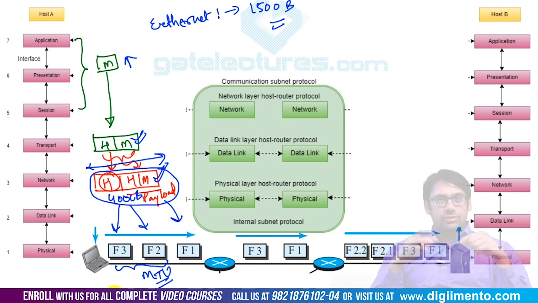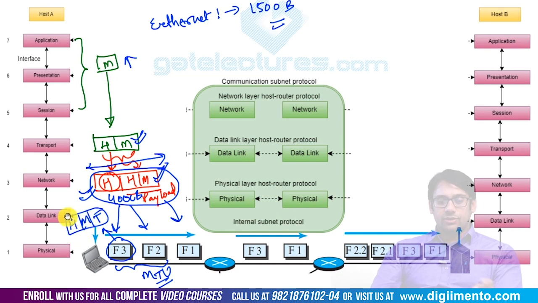What is the maximum size of the frame that you can send through the network? That is called the MTU. That's it. So I'm going to take this packet from the network layer and divide it into smaller frames in the data link layer. With every frame, I'm going to add some extra information. If you zoom in on one frame, you'll see there's a header, there's a message, and then there's a trailer.